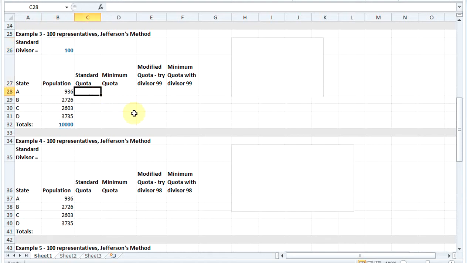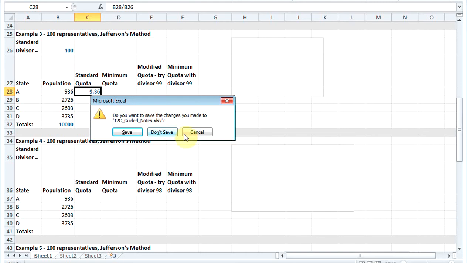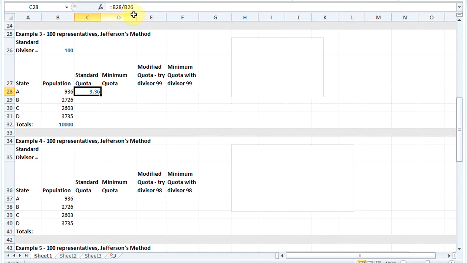And then we're going to find our standard quota by taking each state's population and dividing it by our standard divisor. I want to lock in that cell. There we go. Remember, you hit F4 to lock in a cell so that when you drag down, it doesn't change the cell reference. See how when I dragged down, it went from referencing B28 and B26 to B27 and B26. So it kept that standard divisor reference the same, which is what I wanted because it's not changing.